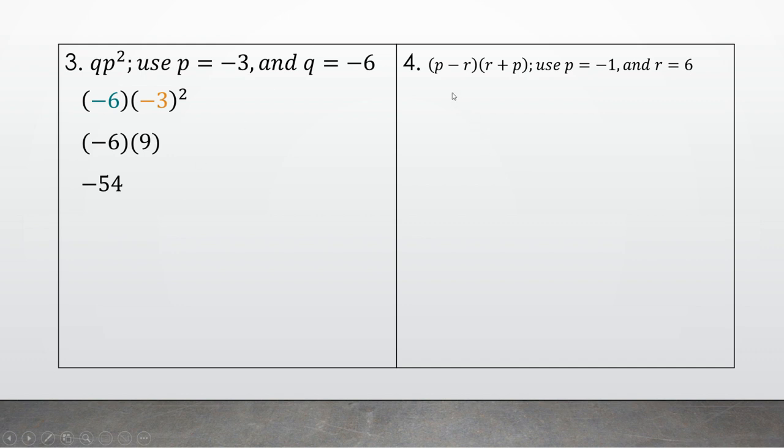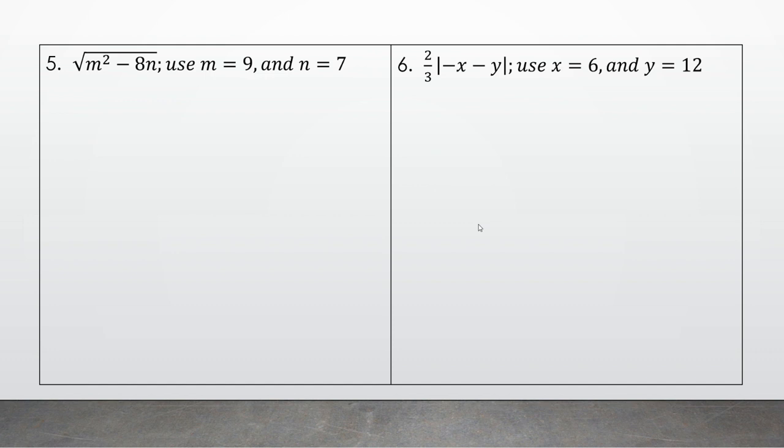In example 4, we're going to replace P with -1. We're going to replace R with 6. So the expression becomes -1 minus 6 times 6 plus -1. We have to do what's in parentheses first. -1 minus 6 becomes -7, and then 6 plus -1 becomes 5. And then we do the multiplication. -7 times 5 gives us -35.